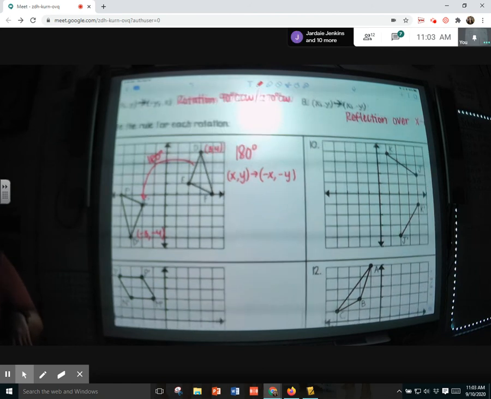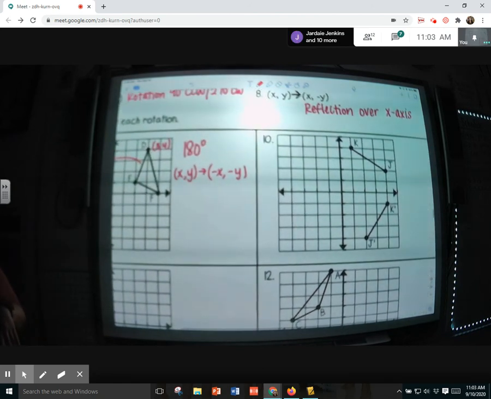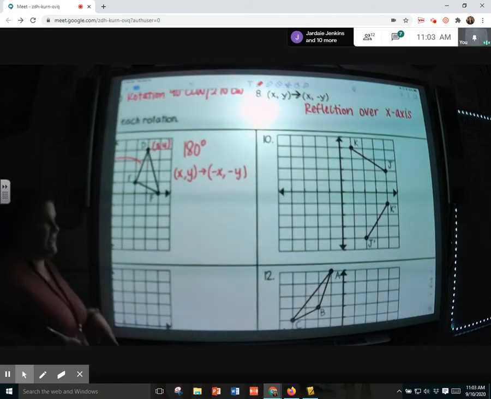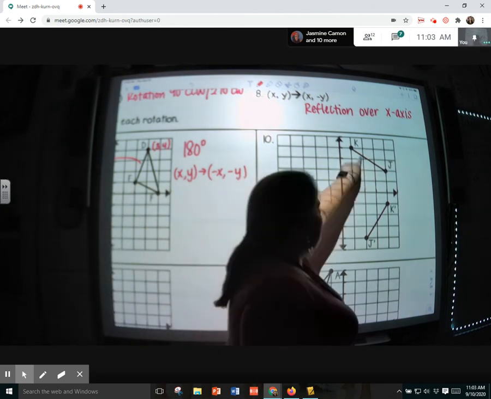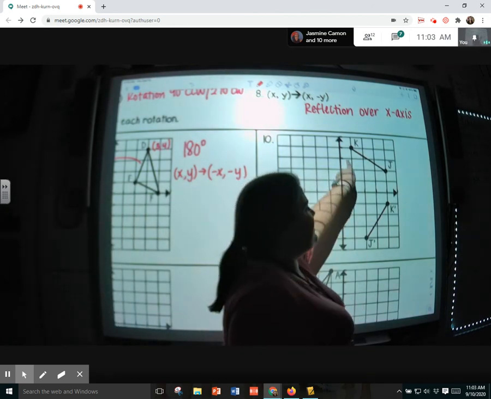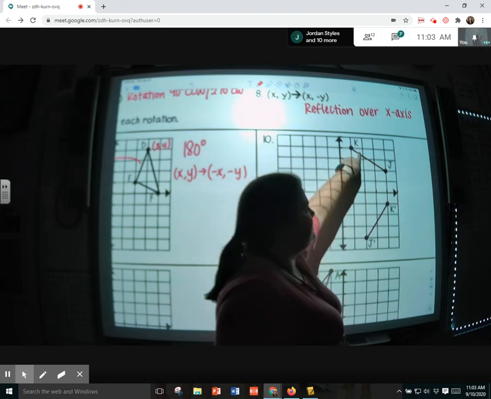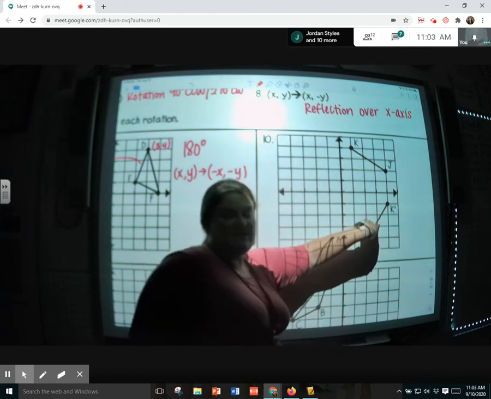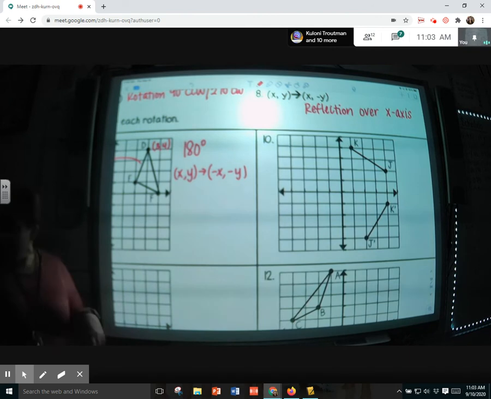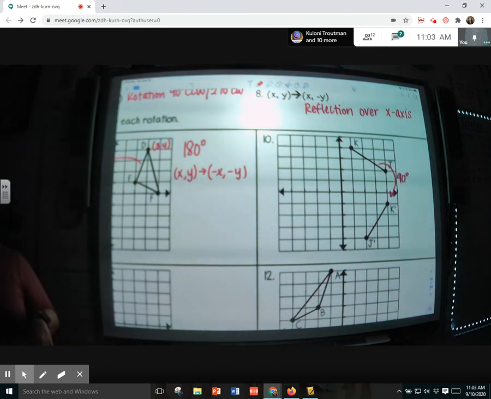Okay. So looking at KJ, I can either go this way, which is farther, or I can go the closest route to it. If I went from this to this, that is a 90-degree turn going clockwise. But what if you go the other way? It's 270 counterclockwise.